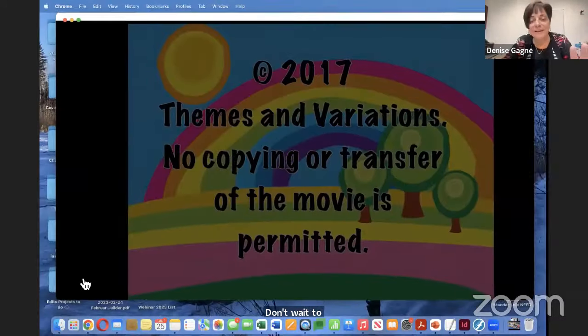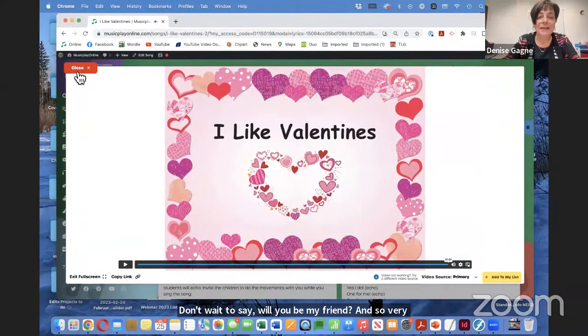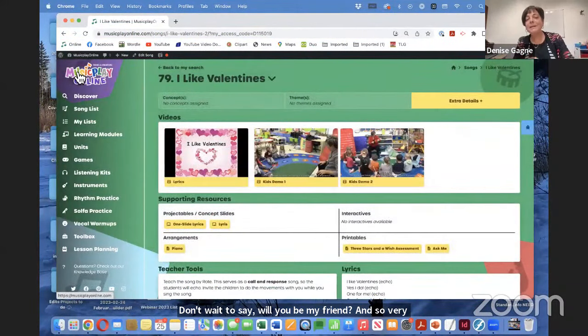So, very simple, very easy. An echo format means there isn't a whole lot of teaching. It's very simple for your littlest ones to do. And if you've got kindergartens that are young, use the pre-K with the kindergartens. We've all been finding that since COVID, the kids are lower than what they should be. So if the pre-K works better for you, then by all means, use it.